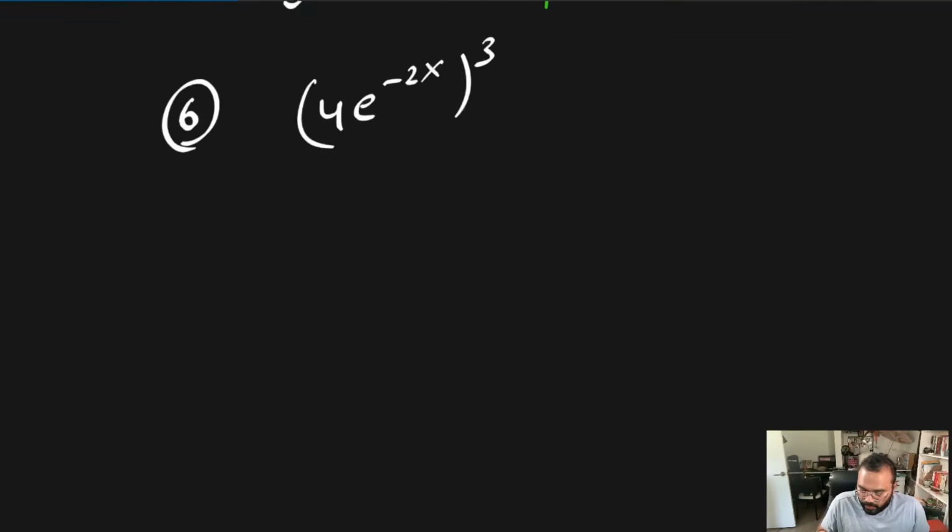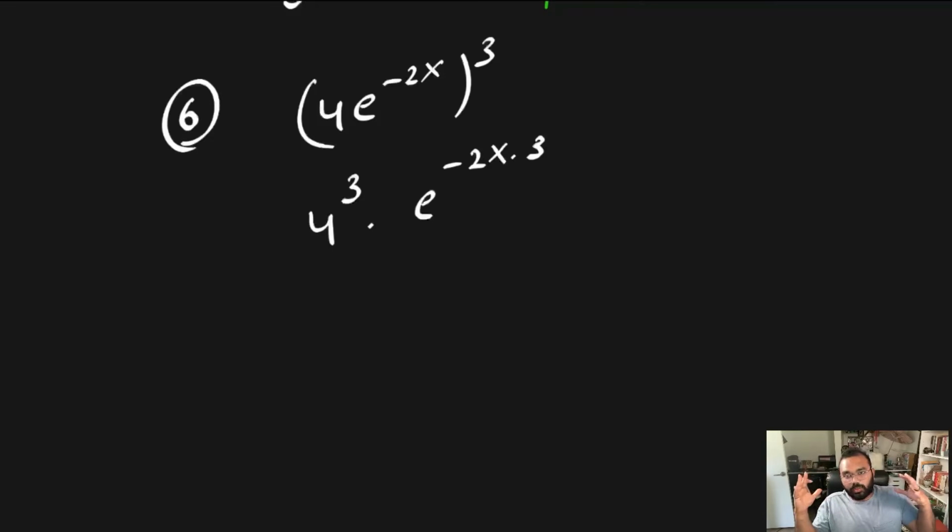4e to the power of negative 2x whole cube. It is also similar to the earlier problem. Distribute that 3, the cube part, to both 4 and e to the power of negative 2x. So we go 4 cubed times e to the power of negative 2x times 3.